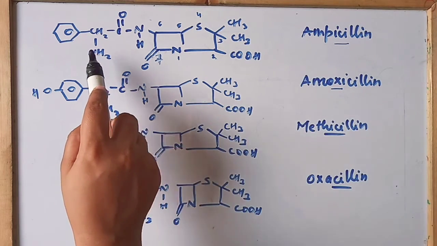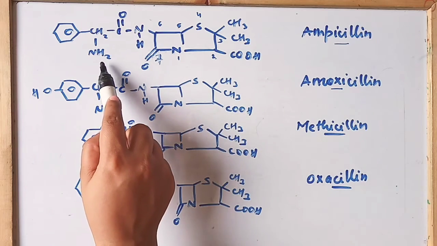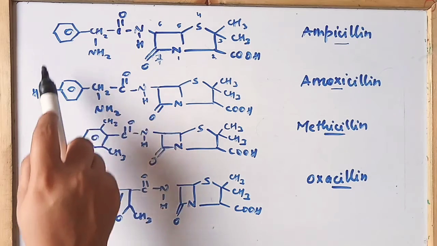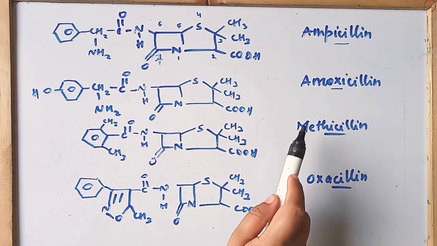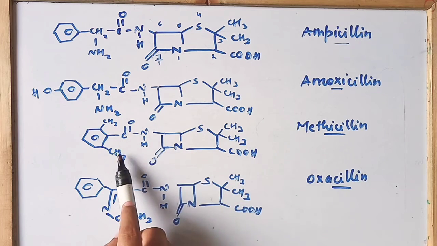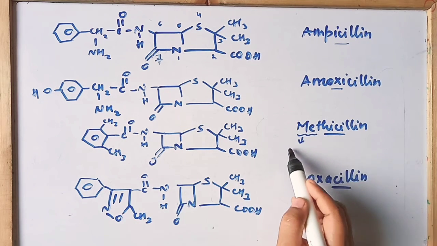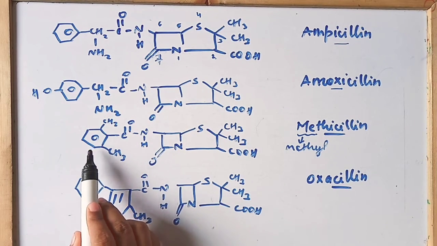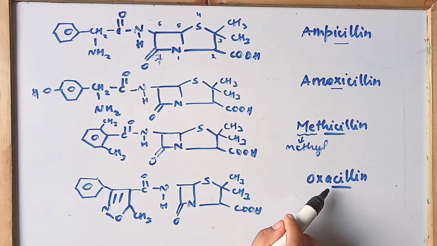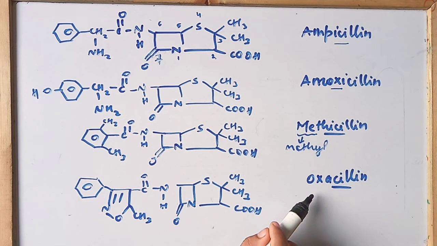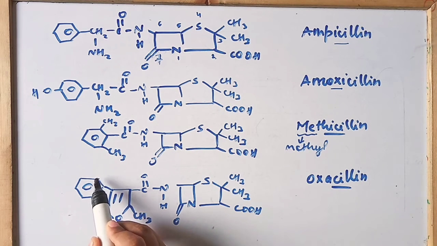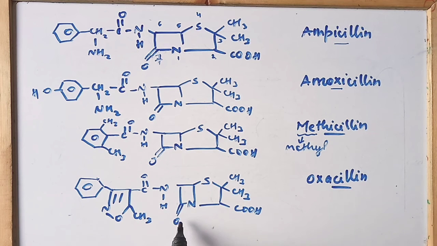Ampicillin. The group consists of a benzyl group with the amino substitution. And in the same substitutions, if we add hydroxyl group at the fourth position, it becomes amoxicillin. So for methicillin, two methyl groups. Methi means methyl group. So these two methyl groups with the benzene ring form methicillin. For oxacillin, remember the structure of cloxacillin. So for cloxacillin, the same structure was present there, benzene ring with the isoxazole ring, but the presence of chloro group over this position. If we remove this chloro group, it forms oxacillin.